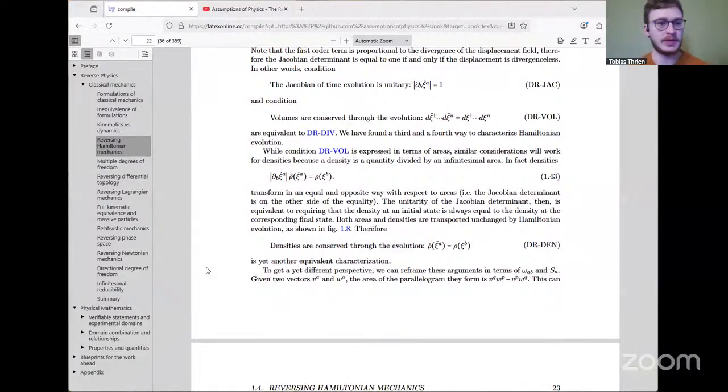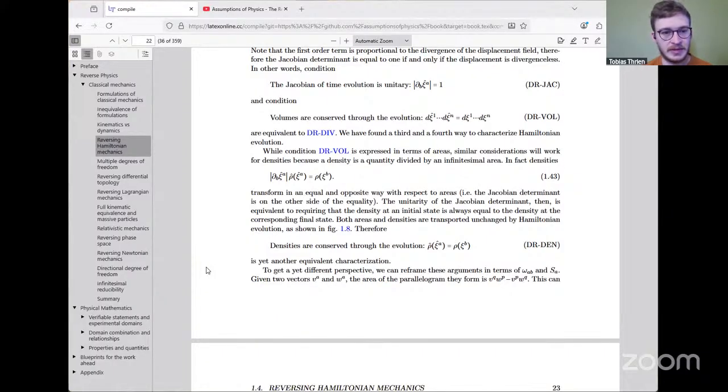Okay, while the condition of volume conservation is expressed in terms of areas, similar considerations will work for densities, because a density is a quantity divided by an infinitesimal area. In fact, densities, where we have the transformed density, which is also multiplied by the Jacobian, transform in an equal and opposite way with respect to areas, i.e., the Jacobian determinant is on the other side of the equality.